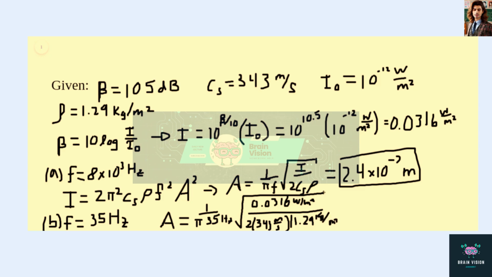If you plug that all into a calculator, you find that this one equals 5.4 times 10 to the minus 5 meters. Box that in as our solution for part B.